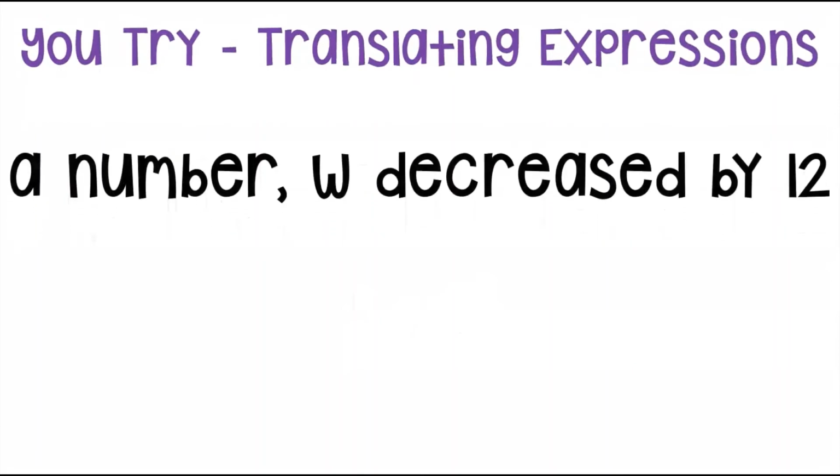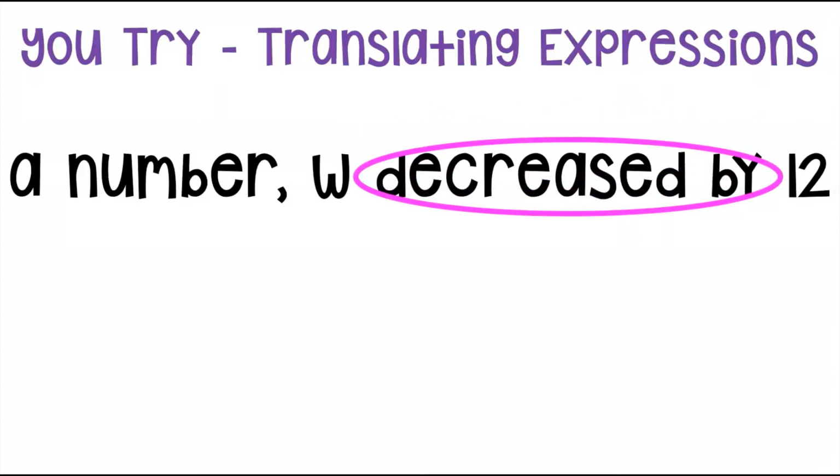All right, try this one. A number w decreased by 12. W we're using as our variable here. It was defined for us. Sometimes it will be and sometimes it won't. But the first thing we need to do is figure out what keyword will help us know what to do. And that keyword is decreased by. So we're going to start with the number w and we're going to decrease it, or subtract, by 12.